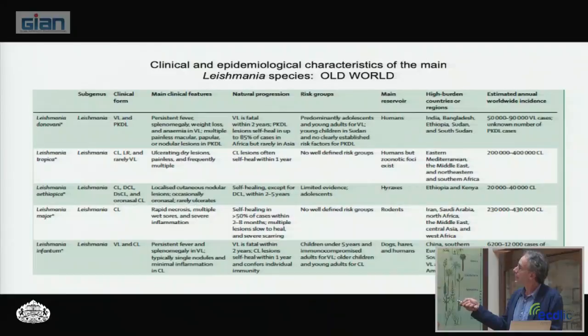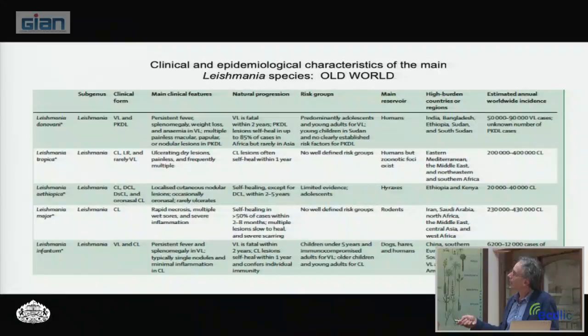This is just to indicate that, first of all, VL is fatal. And in terms of risk groups, in the Indian subcontinent, it's predominantly adolescents and young adults. Much younger children in Sudan, with no clearly established risk factors for the development of post-kala-azar dermal leishmaniasis. And it's anthroponotic, so humans are, as far as we know, the only reservoirs of infection on the Indian subcontinent and even in Africa.